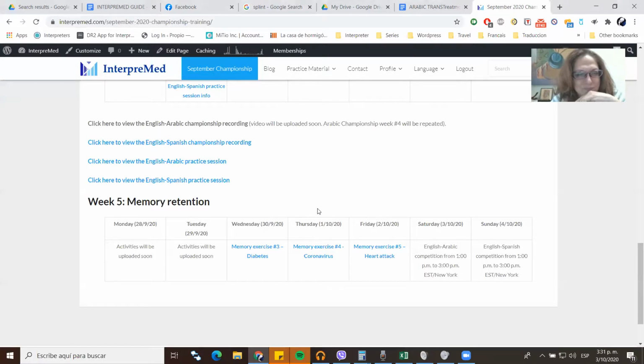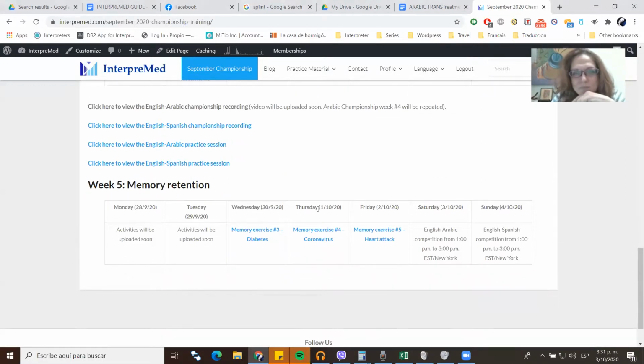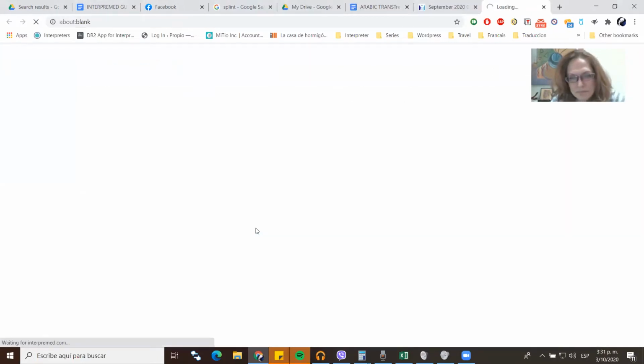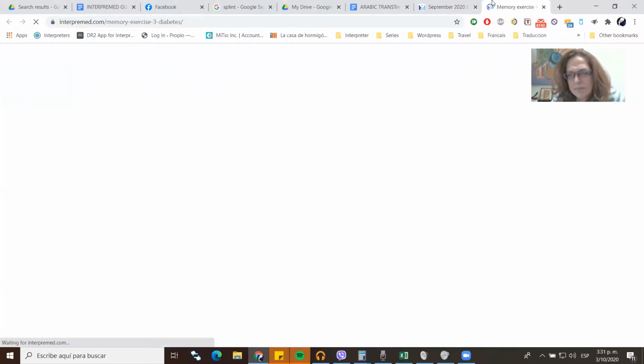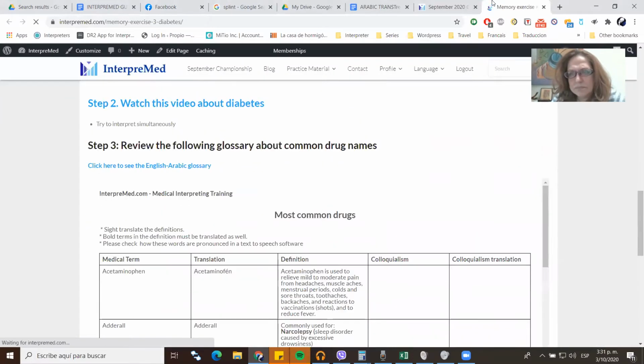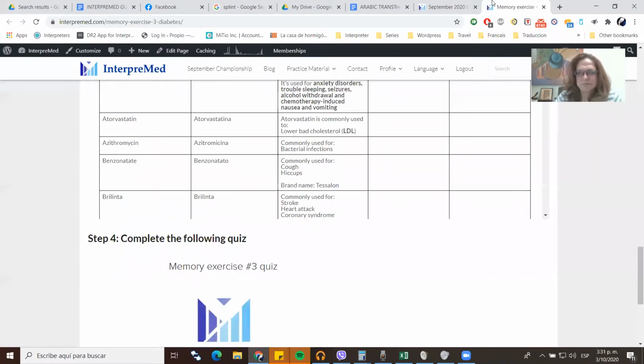Okay. Nanji, I actually did memory exercises 3 and 4 between yesterday and today. And I was starting to do the heart attack. I don't think we could actually put in the Arabic in this one. Would you mind checking that? Or maybe I missed it. Here is the glossary, and this is, wait, let me check.